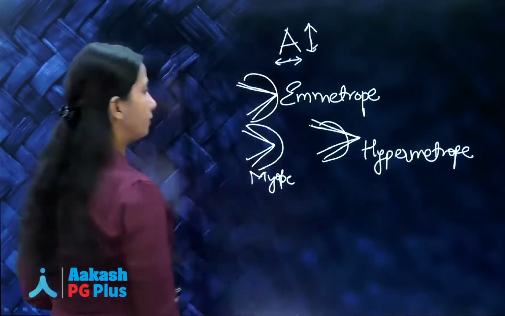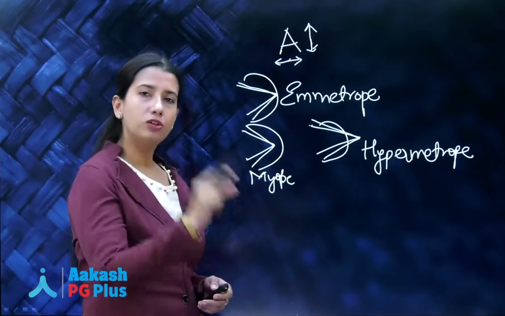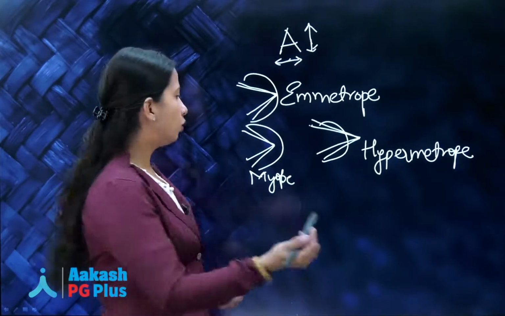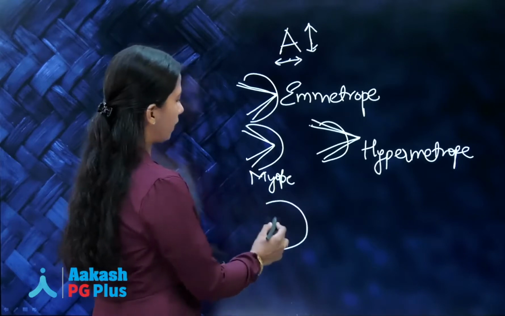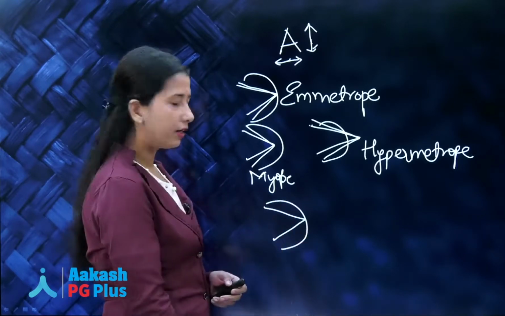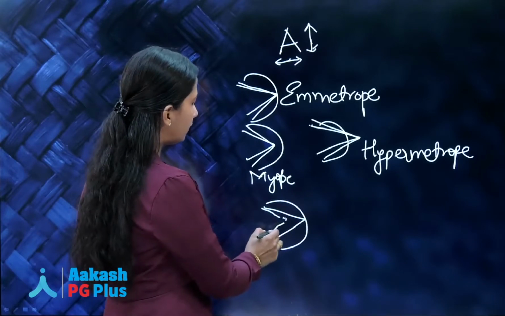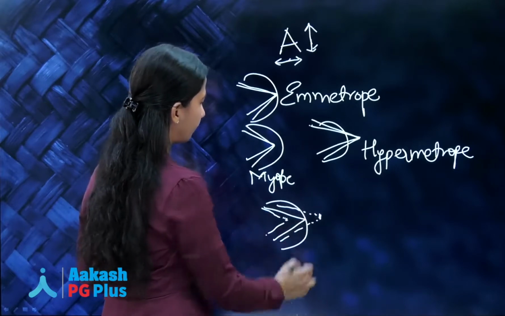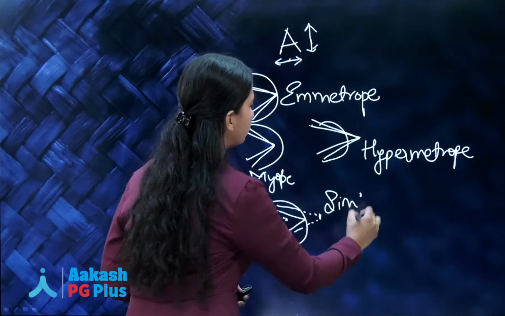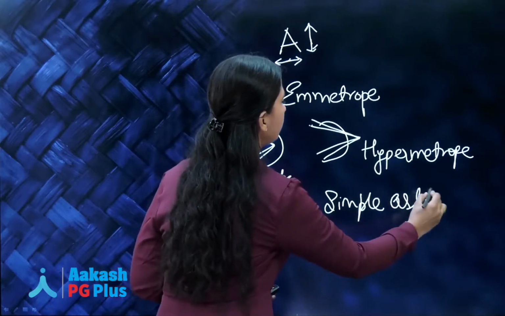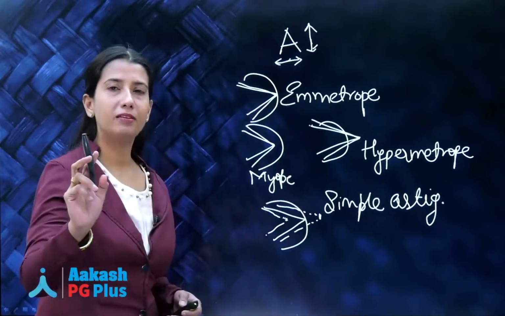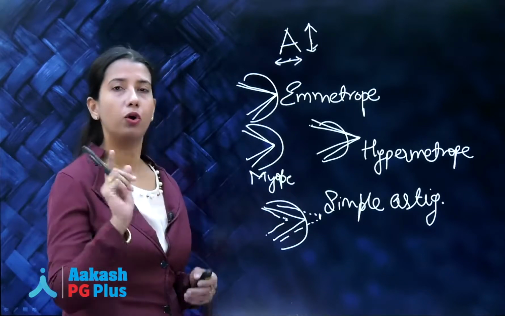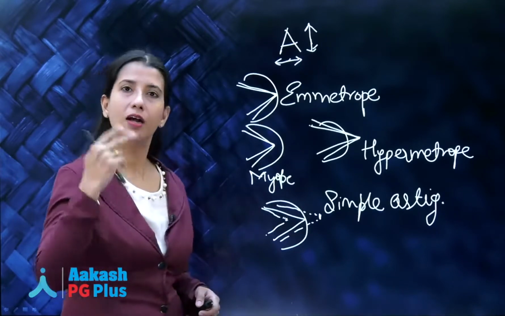Now what about astigmatism? In astigmatism, the horizontal rays and the vertical rays are focusing at different points. So now the first option is that one of the bundles is focusing at the retina, but another one is either focusing in front or focusing behind. So that is simple astigmatism. Simple astigmatism means there will be no spherical error, only cylindrical error in one axis, because one of the rays is focusing at the retina, other one is not.